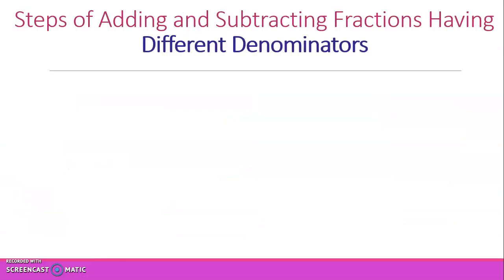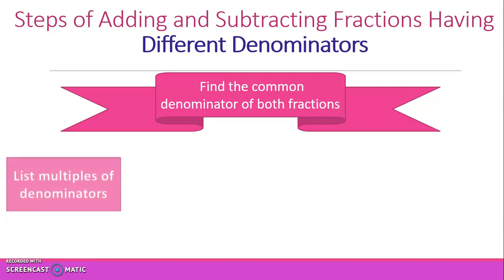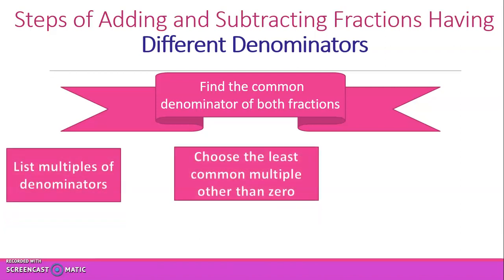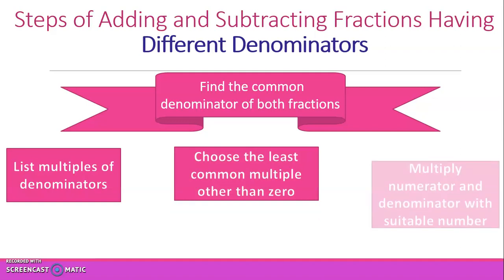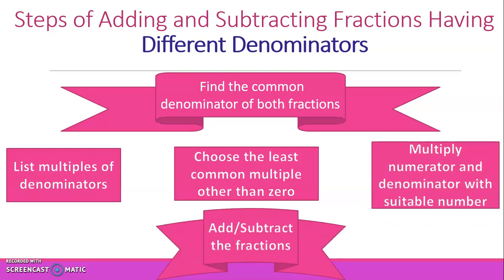Steps of adding and subtracting fractions having different denominators. We have to find the common denominator of both fractions. First, list multiples of denominators. Second, choose the least common multiple other than 0. Third, multiply numerator and denominator with a suitable number, and at the end we can add or subtract the fractions. Let us take an example.